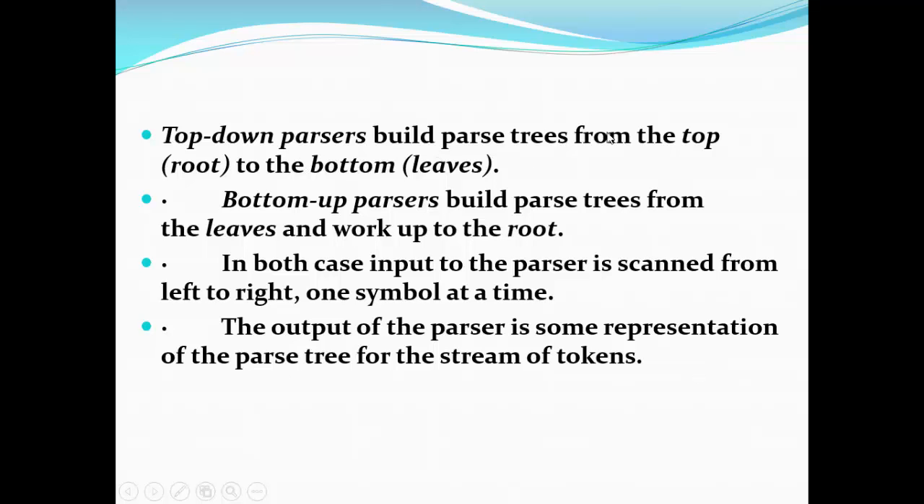Top-down parsing builds parse trees from the top, the root, to the bottom. Bottom-up parsing builds the parse tree from the leaves and works up to the root. In both cases, the input to the parser is scanned from left to right, one symbol at a time. The output of the parser is some representation of the parse tree for the stream of tokens.